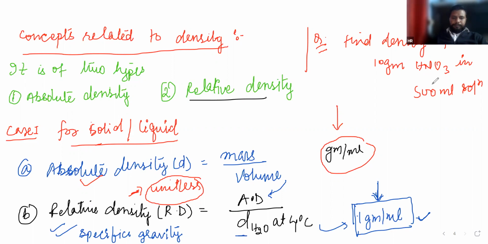Sir, if they give only density in the question, which do we have to find, absolute or relative? You will always find absolute density unless it is given that you have to find relative density.